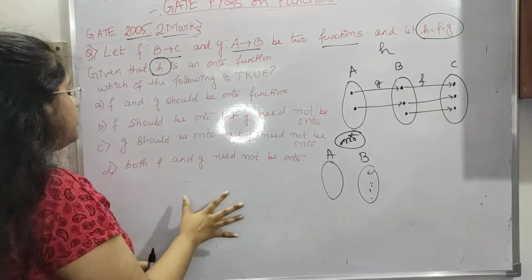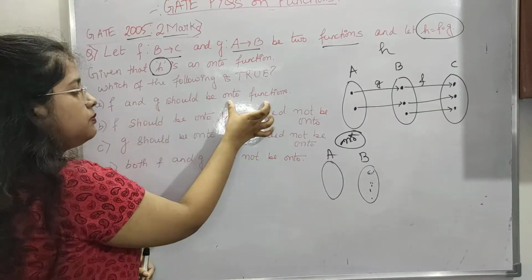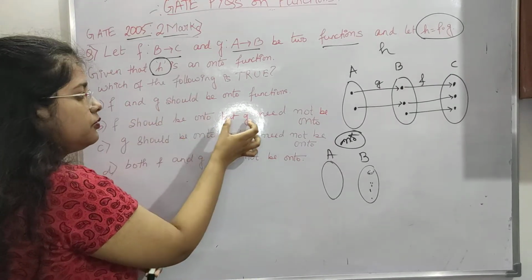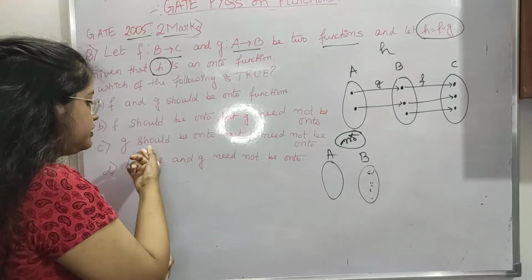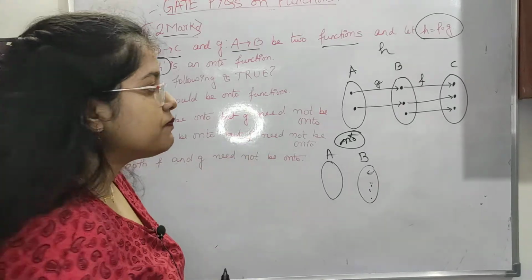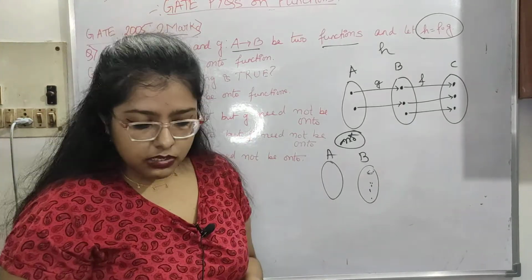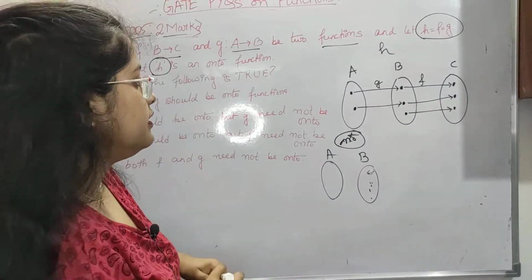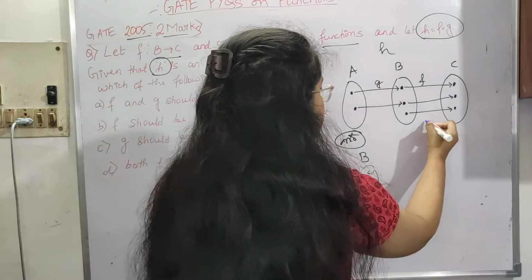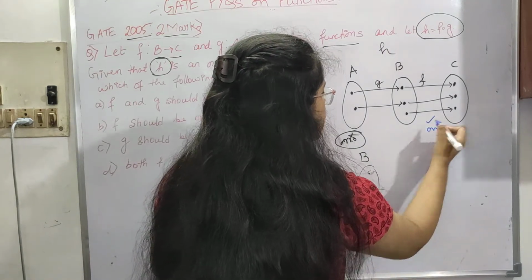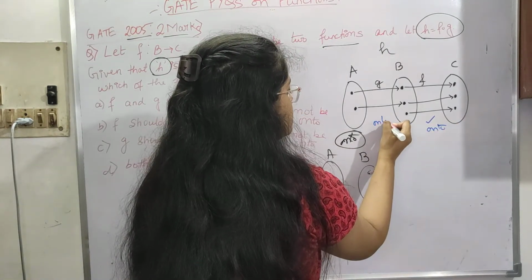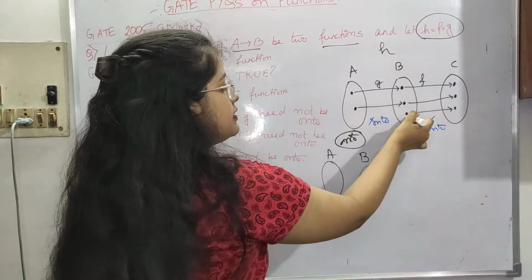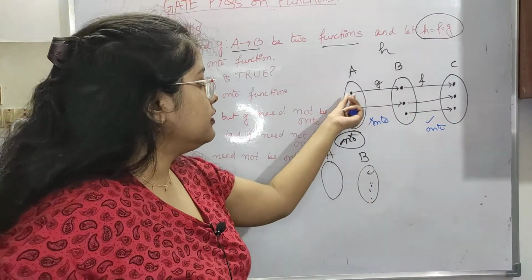So the options are given like this: F and G should be onto functions, F should be onto but G need not be onto, the other way around, or both need not be onto. So these are the 4 ways. So now let's see. Here I have taken one example. You can see this part is onto. But this is not onto because this element has no image in this part.